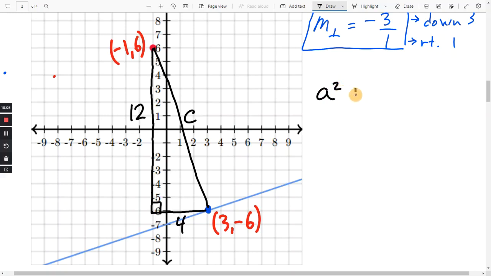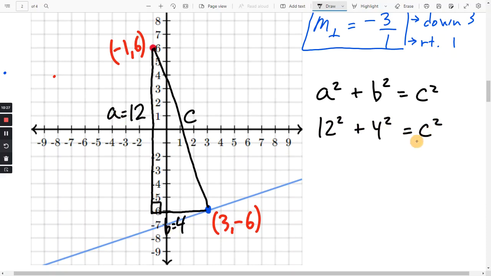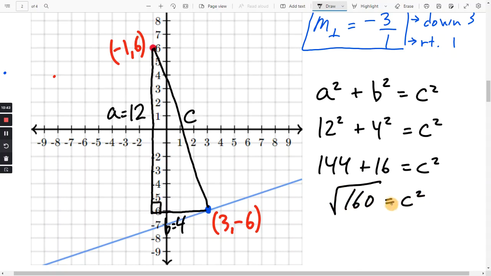So we're still doing a squared plus b squared equals c squared. Okay, a and b, it doesn't matter, so I'll let a equal 12 and I'll let b equal 4. So a squared is 12 squared, b squared is 4 squared, and that equals the hypotenuse. That's going to be 144 plus 16 equals c squared, and this right here is 160. And then taking the square root of both sides, this is your answer right here.